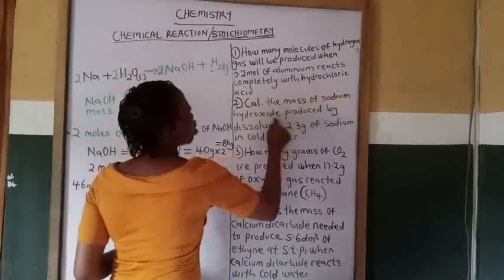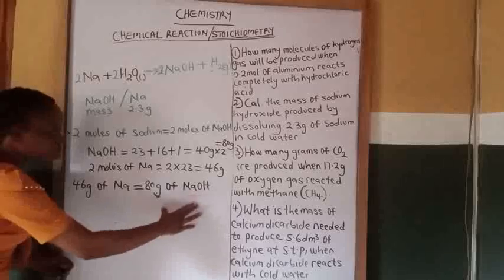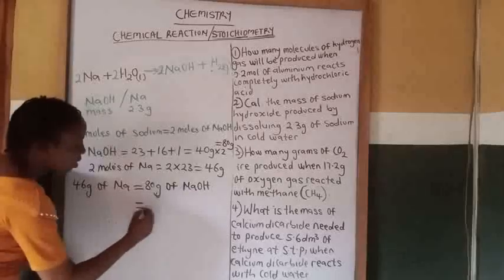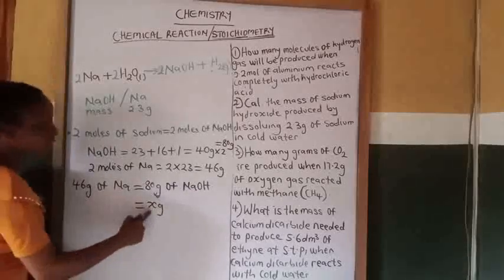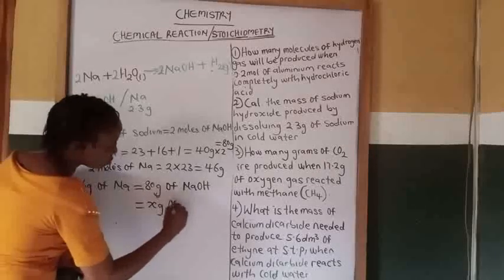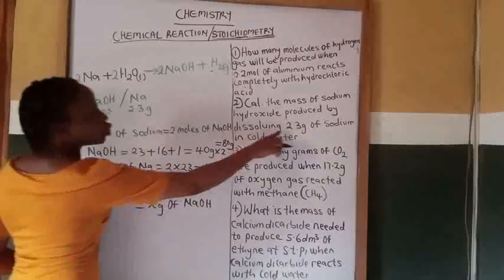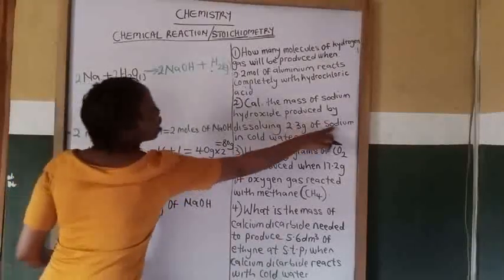Calculate the mass of sodium hydroxide. We are looking for the mass of sodium hydroxide. Under sodium hydroxide, write x gram, because mass is in gram. So x gram of sodium hydroxide is equivalent to, by dissolving 2.3 gram of sodium.